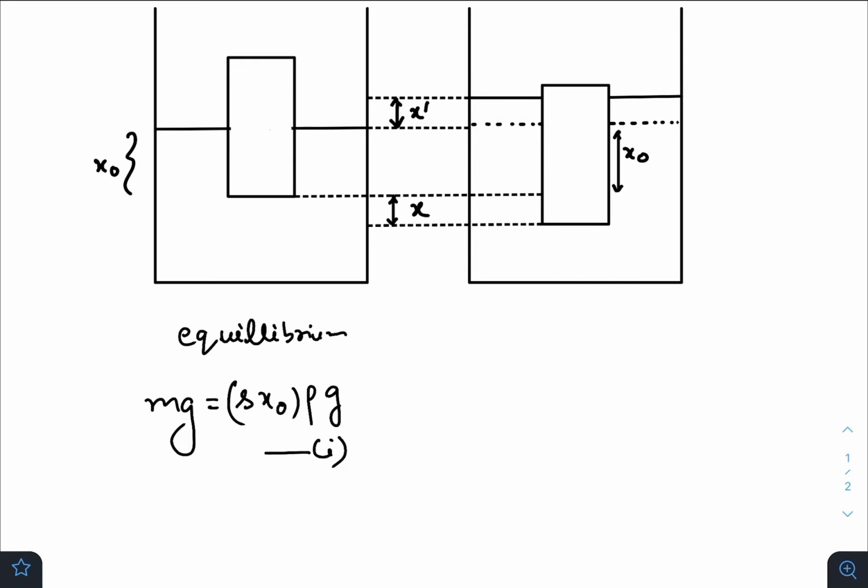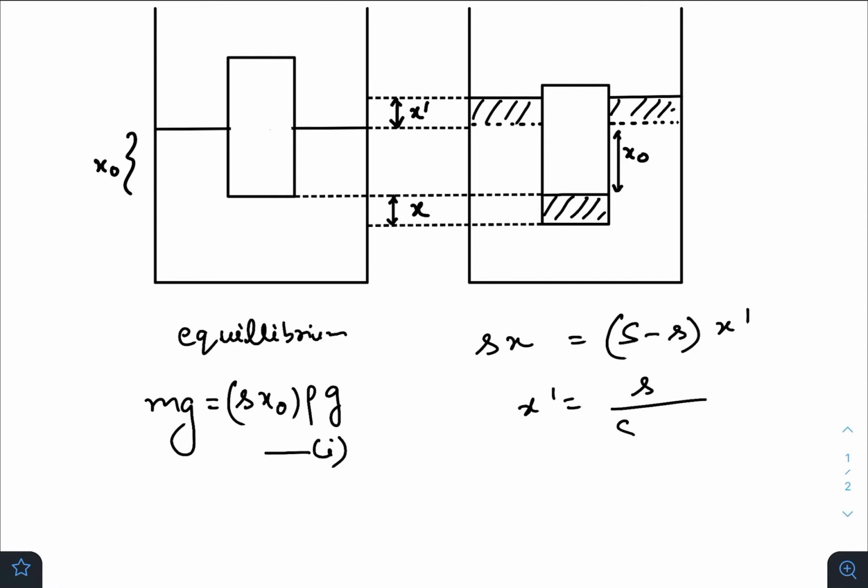Okay, so the volume of the block that is immersed inside the liquid, same volume of water basically rises above the initial level. So we can write this volume, that is s times x, will be equal to this shaded volume, which is capital S minus small s times x prime. So x prime is equal to s divided by (capital S minus small s) times x.